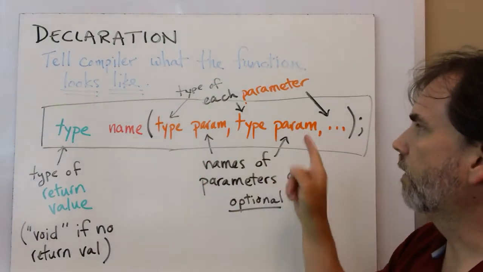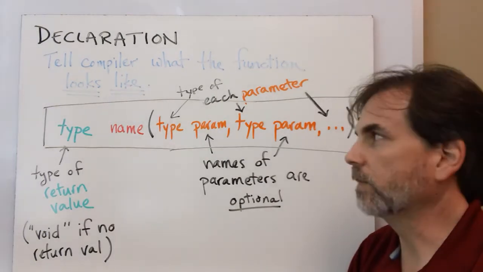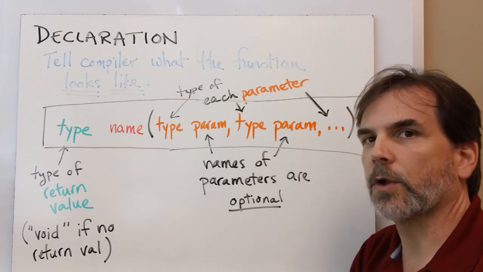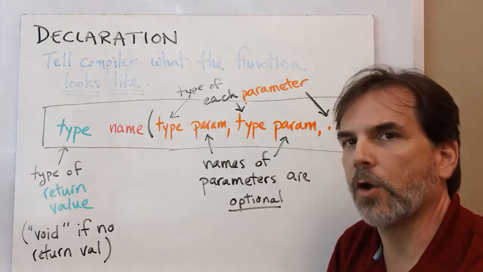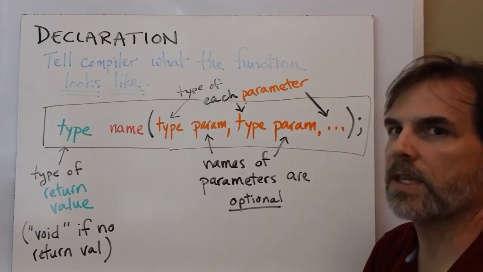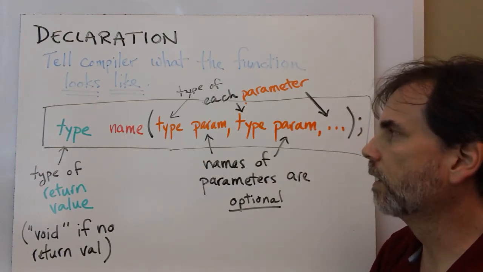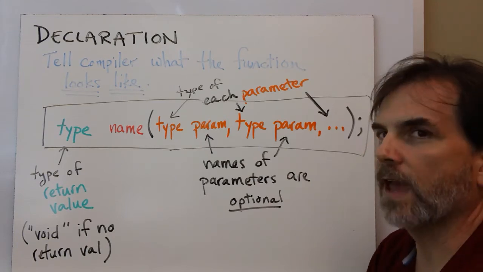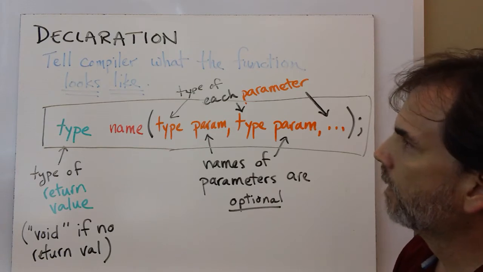The names of these parameters are not important to the compiler. It doesn't use those names for anything. So you may provide those names to help the reader of your code know, oh, the first parameter means this and the second parameter means this, because they both might be integers and it might not be clear what kind of value, what does that value represent that you're passing in.